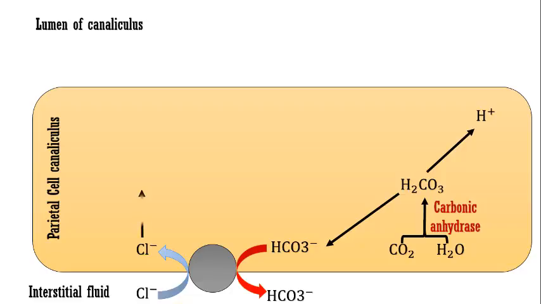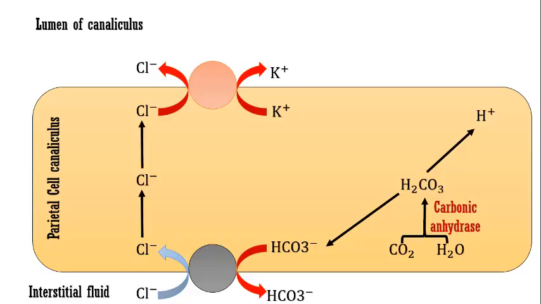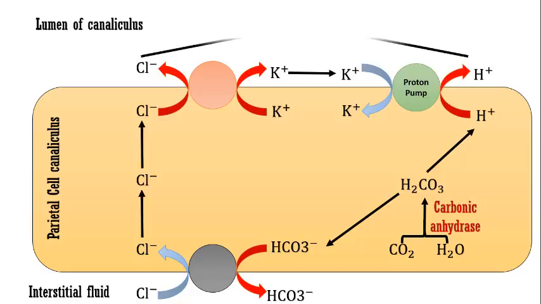The chloride then with the potassium ions inside the parietal cells are symported. So both are excreted to the lumen of the canaliculus. The proton is pumped by the proton pump in an exchange with potassium. Now we have hydrochloric acid.